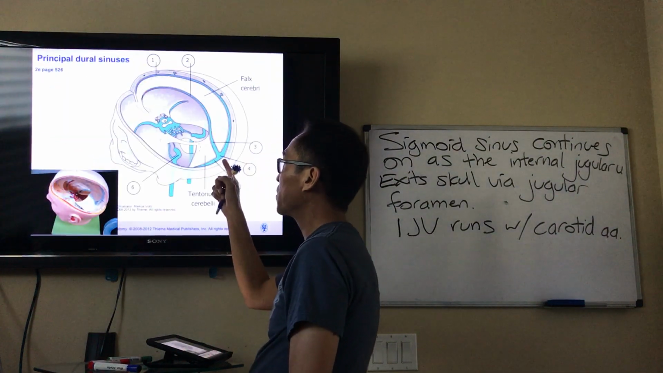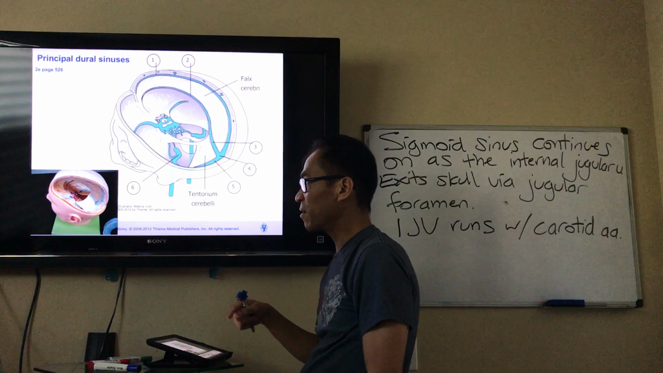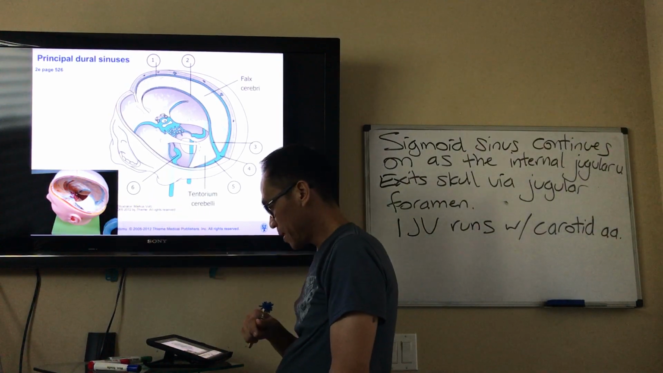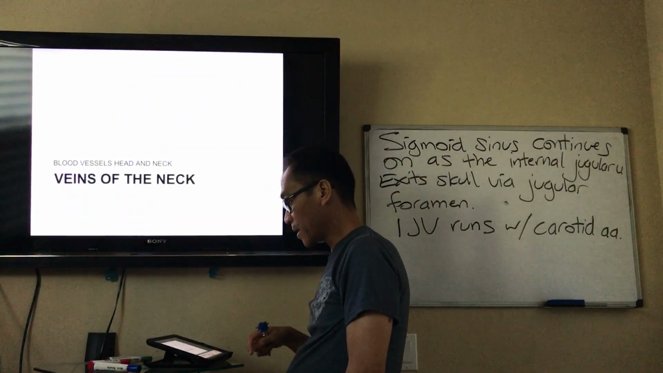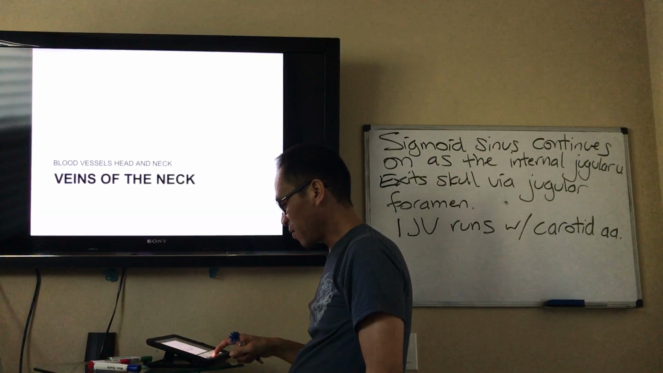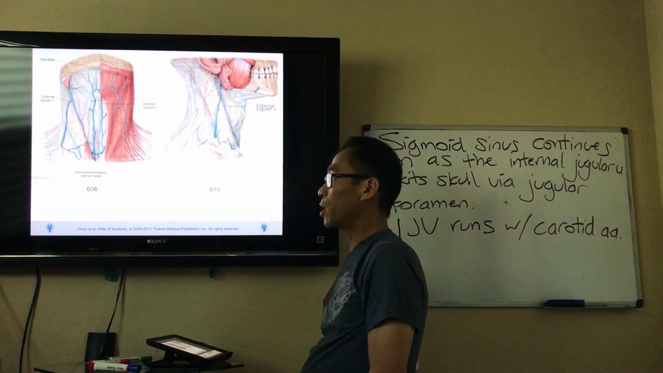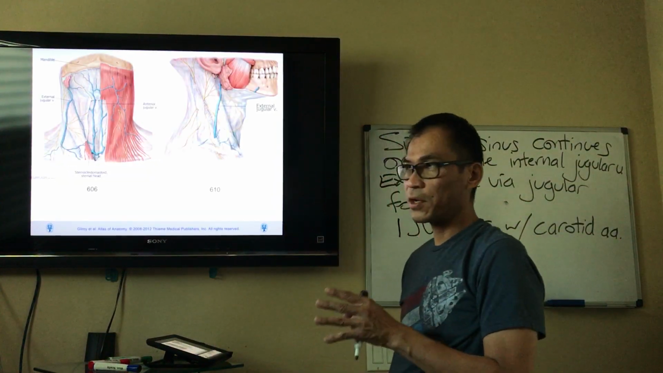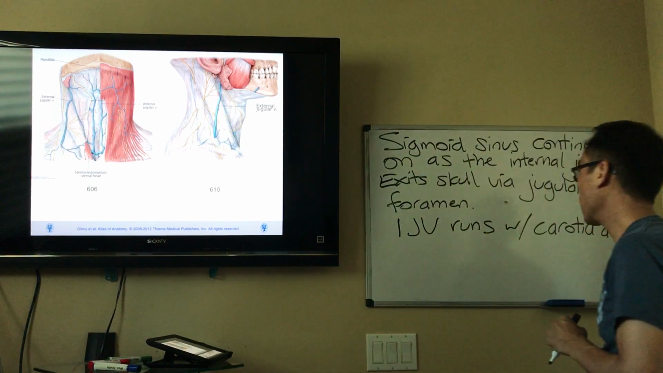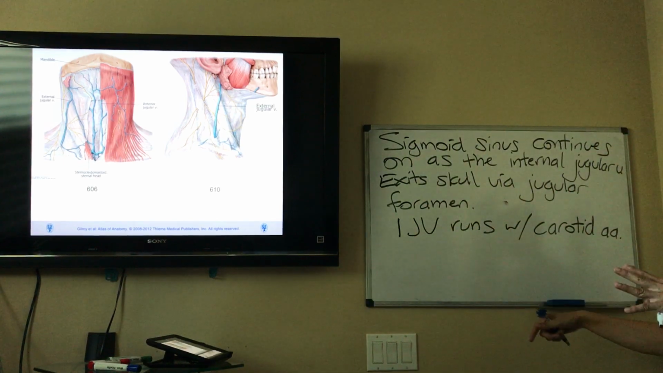There's a picture in the book you can study. It's labeled. It's a nice perspective. There's a model in the room you can study. There are other veins in the neck besides the IJV. There's also anterior jugular and external jugular veins. Okay, so IJV is one. There's two others.